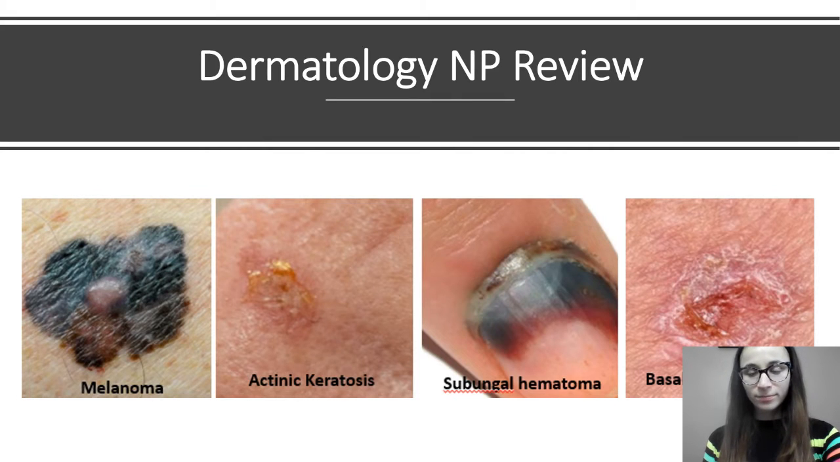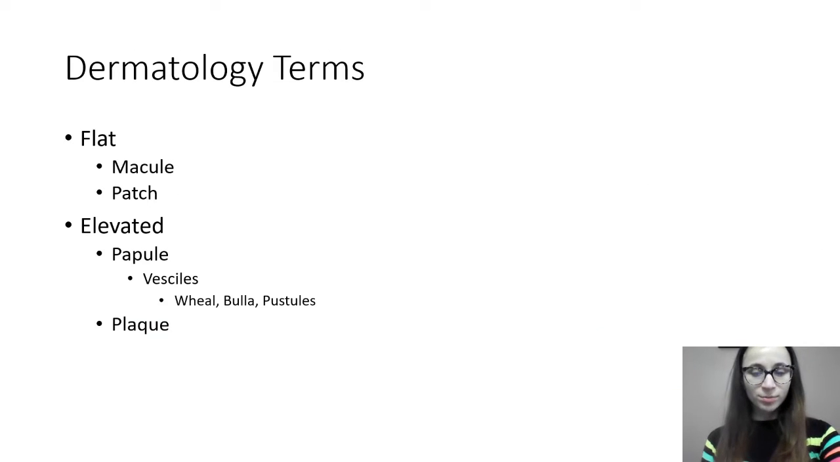So let's get started. Here are just some terms to differentiate all the different rashes. You have your flat rashes and you have your elevated rashes. In terms of the flat rashes, you have your macule and you have your patch. The macule is less than a centimeter and the patch is more than a centimeter. Just think of flat, like a freckle. They both start with F.